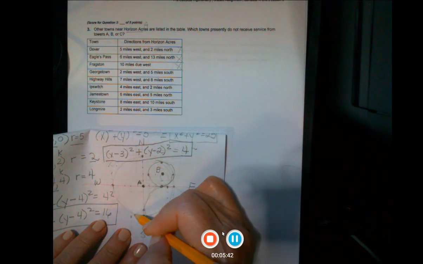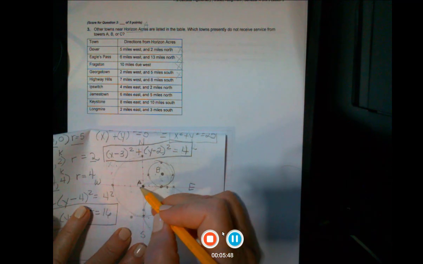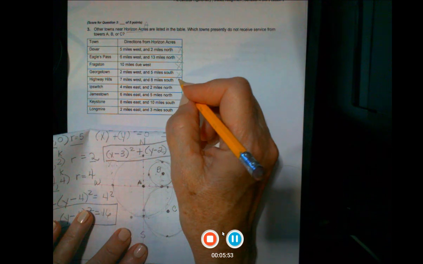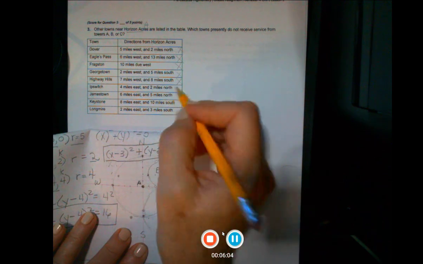With that compass, this is where it's going to come in and help me. It's just outside the circle. Highway Hills, 7 miles west and 8 miles south. No. All right, Ipswich is 4 miles east and 2 miles north. So Ipswich, yes.